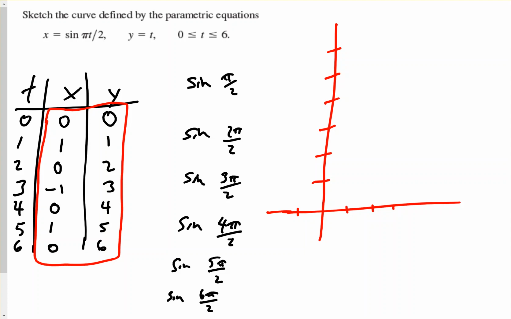Okay, so we have 0, 0, 1, 1, 0, 2, negative 1, 3, 0, 4, 1, 5, and 0, 6. Okay, so we kind of have this motion going on.